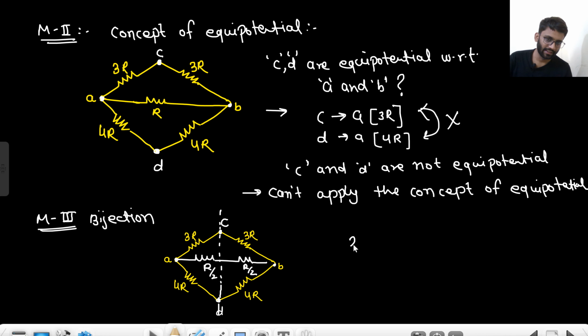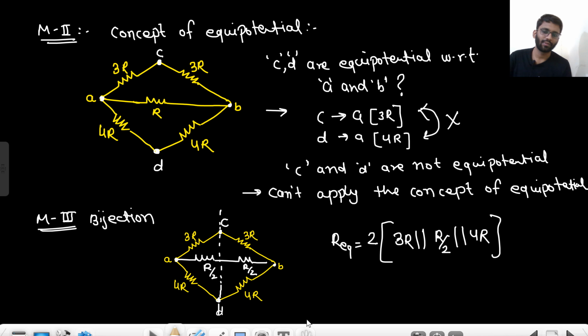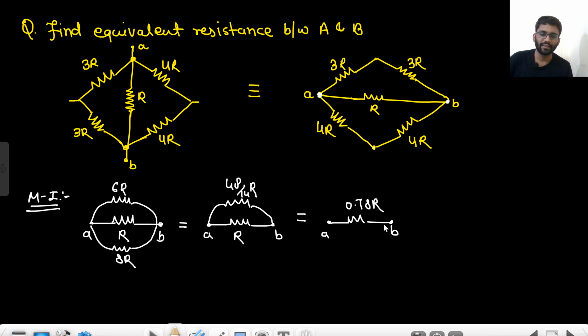So what will be the equivalent on this side? Just tell me the R equivalent completely. What will that be? 3R parallel with R by 2 parallel with 4R, into 2. On this side I will see 3R parallel with 4R parallel with R by 2, and the same on the other side. So into 2, because this side and this side come in series. So I can calculate this side and simply multiply it by 2. By solving this I will certainly get this value only. So this value is 0.78R.